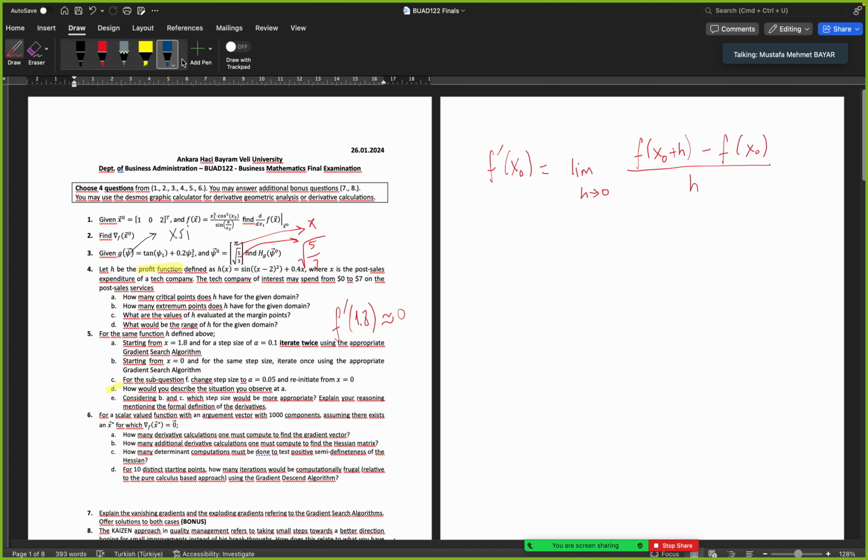Since in this formula we set h very, very small, you should always pick the smaller step size instead of the larger one. So this is not a great choice, and this should be a better choice. Is this clear? Okay.